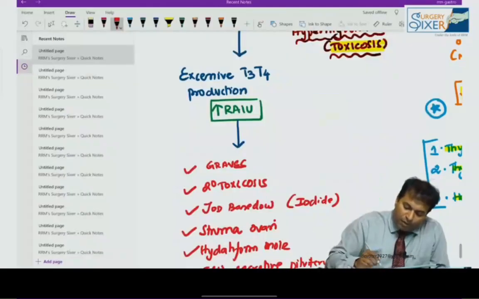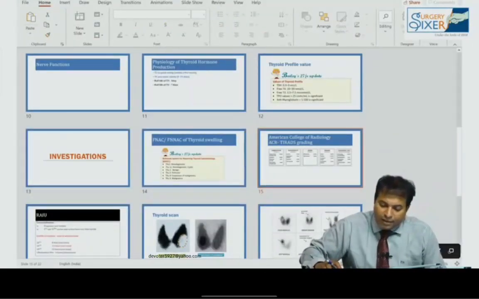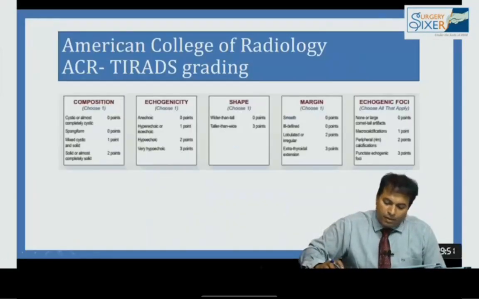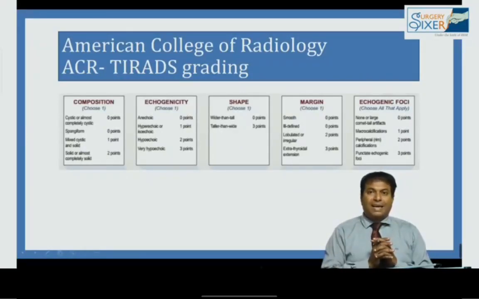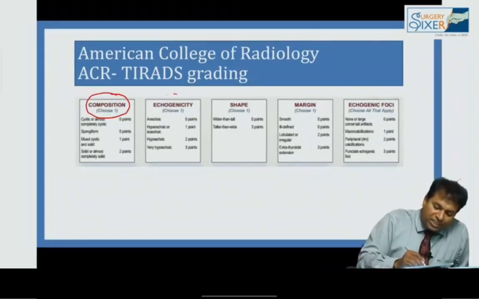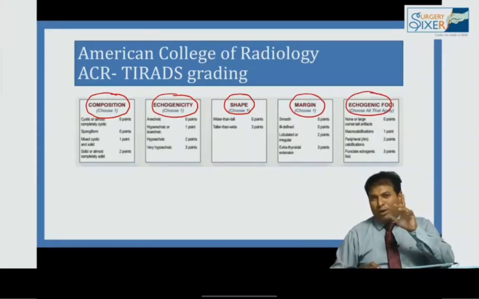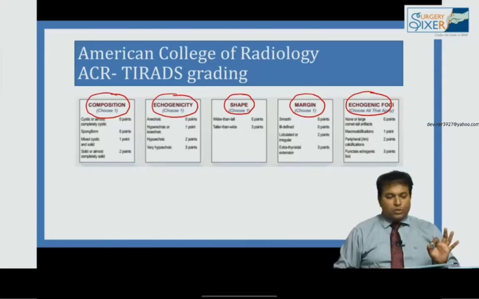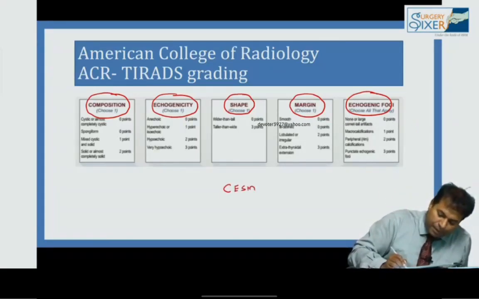This is a very important topic. Please don't forget the introduction of thyroid. I want you to remember this is the ACR thyroid grading from Sabiston. It is based on composition, echogenicity, shape, margin and echogenic foci. This question was asked once in PGIMER, only one time in the past 10 years. I used to remember it with the mnemonic SESME. ACR, American College of Radiology, thyroid grading is this.